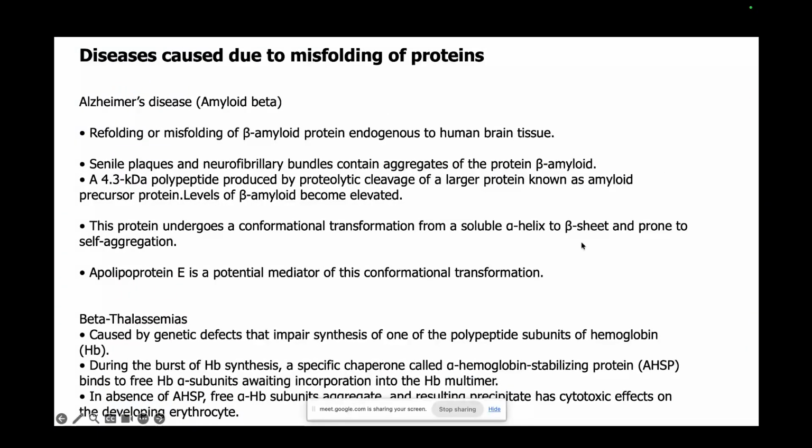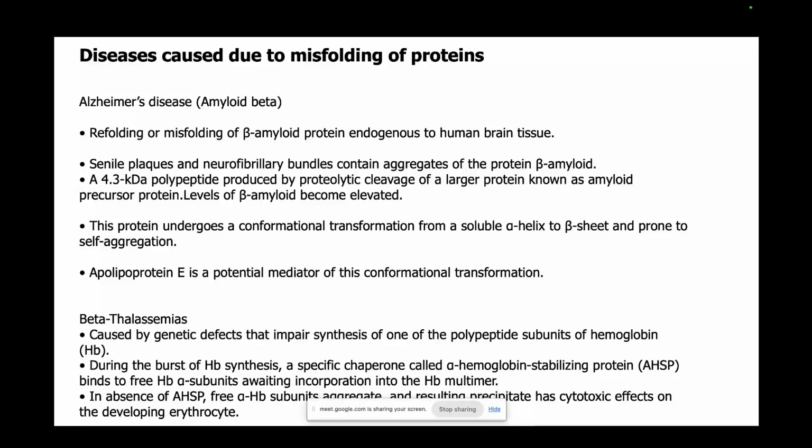Right? So there is another polypeptide produced by the proteolytic cleavage of a larger protein called APP, or amyloid precursor protein, and this beta amyloid is formed from APP. There is no way to clear the beta amyloid from the cell, so it gets accumulated, and it undergoes a conformational transformation from a soluble alpha helix to a beta sheet, and it's prone to self aggregation, as I was saying. And ApoE, or apolipoprotein E, is a potential mediator of this conformational transformation.